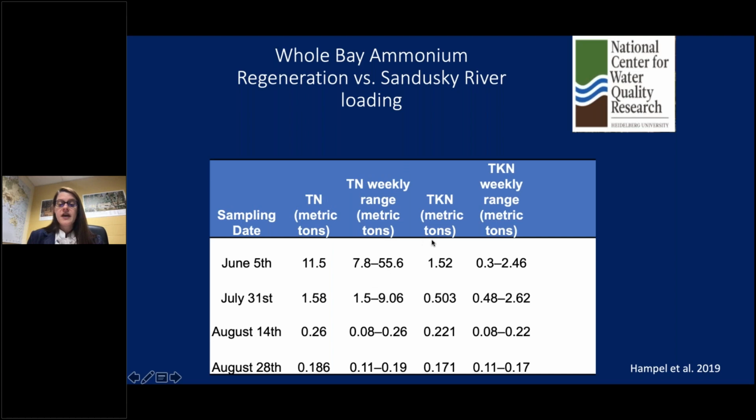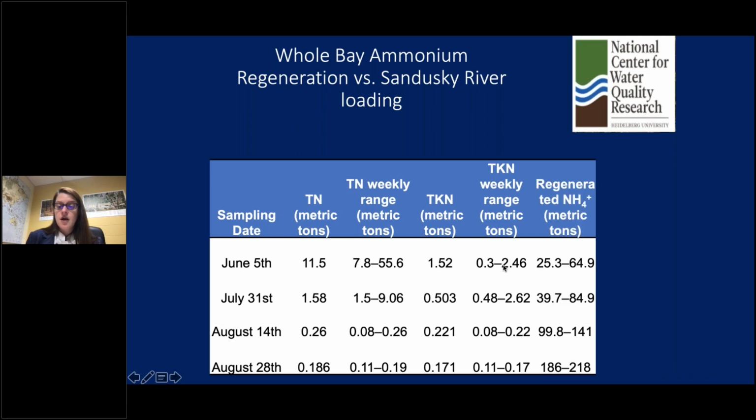And then if you look at just how much of that is TKN, or again, the more bioavailable form of nitrogen, it's less, but there's still a significant amount. And then if you compare that to how much regenerated nitrogen was coming from her rates, it's really, really different. So you can see that in June, maybe the regenerated nitrogen is super high, but it's only like 2 to 5 times as high as what's coming in from the river. By the end of July, that's 25 to 50 times higher. By mid-August, it's 380 to 500 plus times higher.